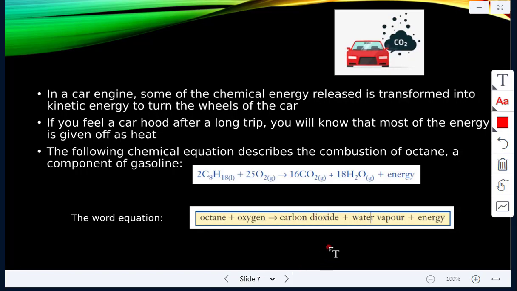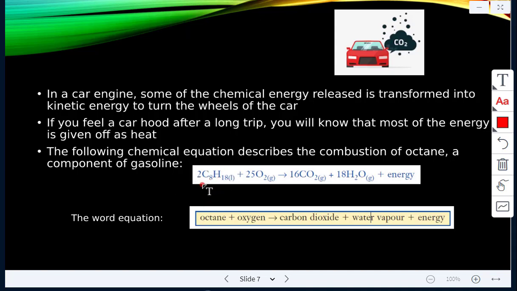So here, for example, we are using octane. Octane is found in gasoline. It's reacting with oxygen, and it's producing carbon dioxide, water vapor, and energy. All right, so this is the word equation. Its chemical equation is when we use the chemical formulas.